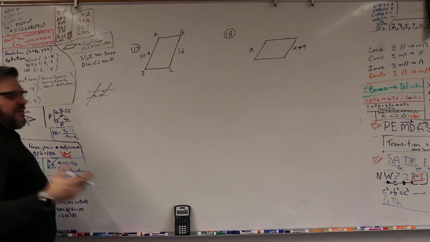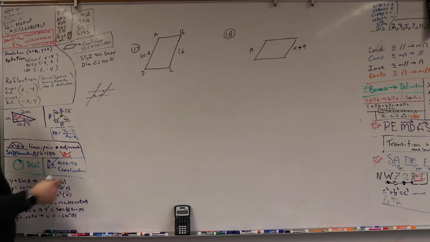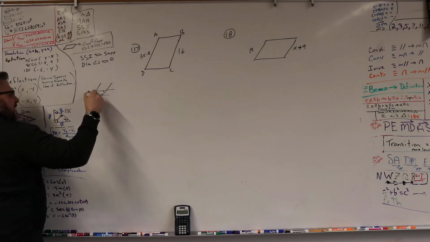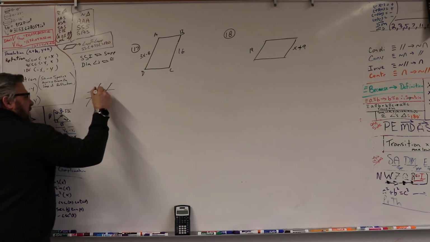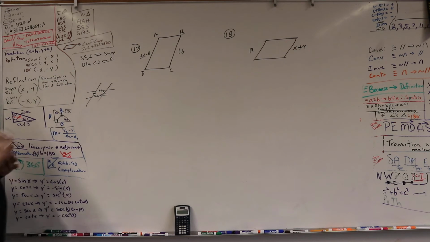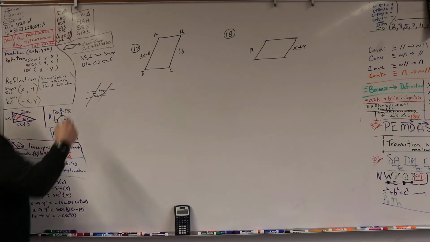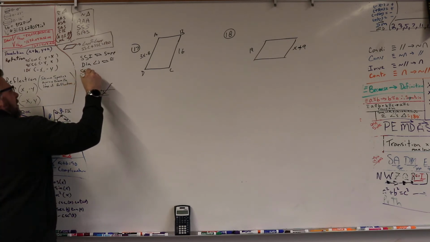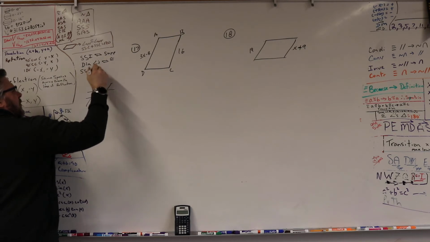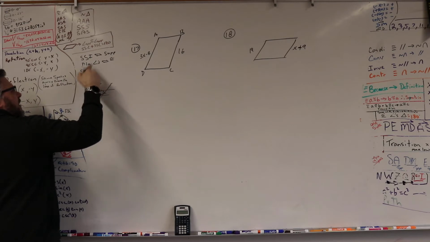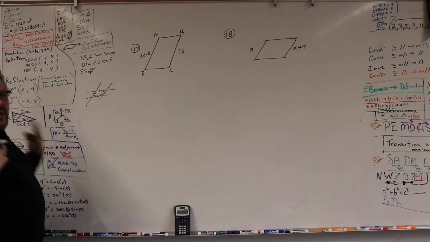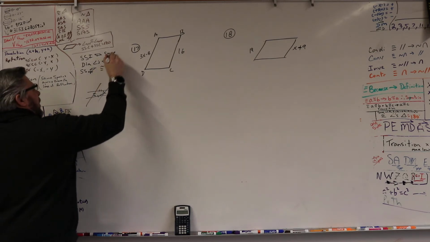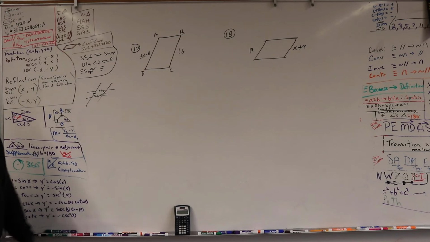Well, the other thing we know is that these sides are going to be equal. Now they might not be equal to these sides, but the sides opposite of each other, sides opposite of a parallelogram, are congruent. So now we got some more rules.